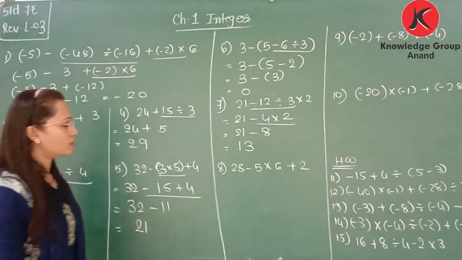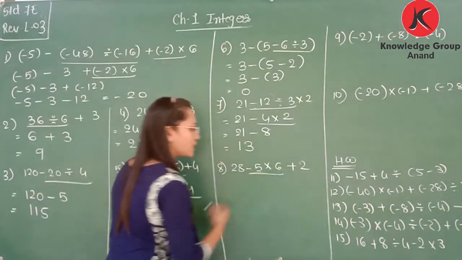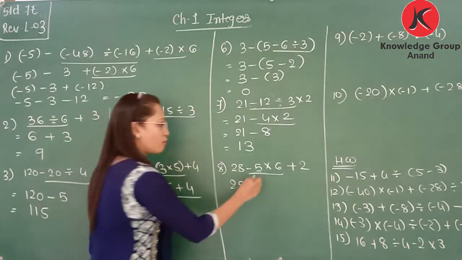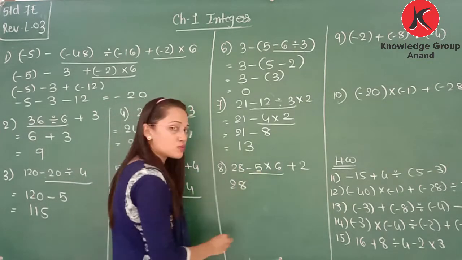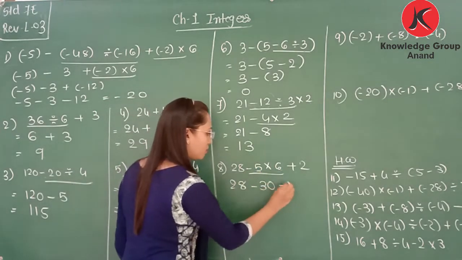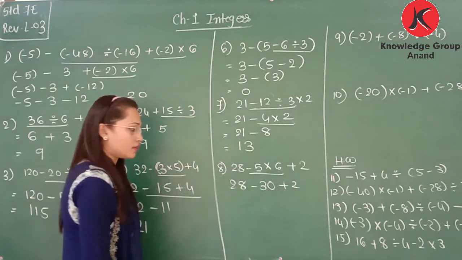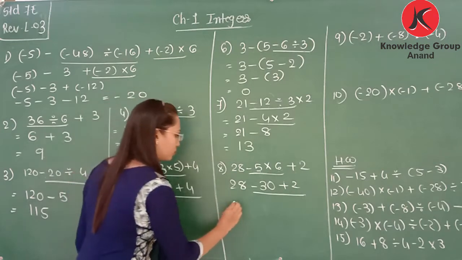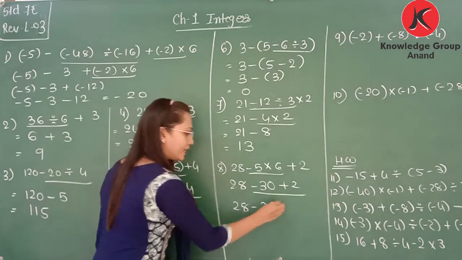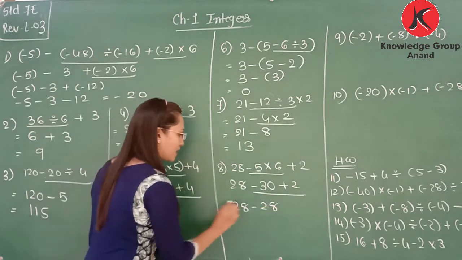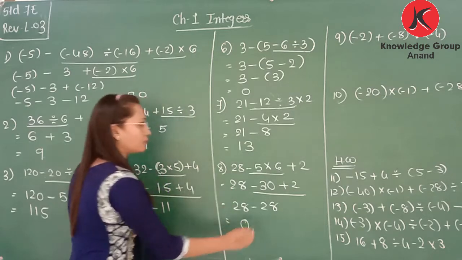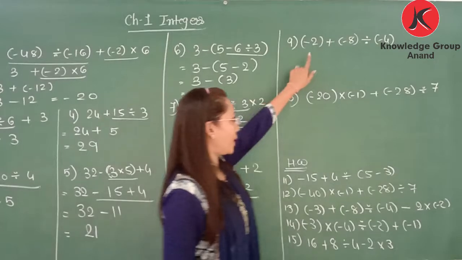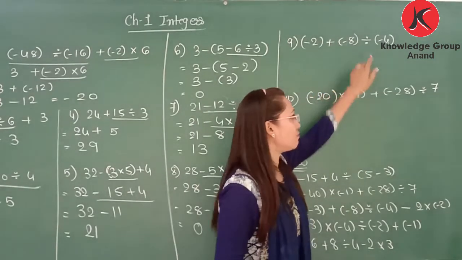Now next, 28 minus 5 multiply 6 plus 2. Okay, so again you can see here multiplication is there. So first of all we will multiply. 5 6s are 30, but 5 is minus, so it is minus 30 plus. Now minus 30 plus 2 is minus 28. 28 minus 28 is 0.